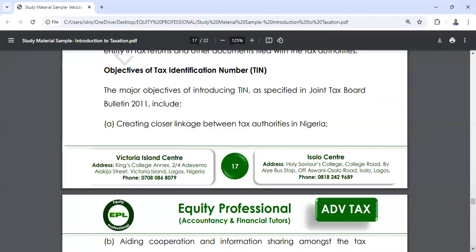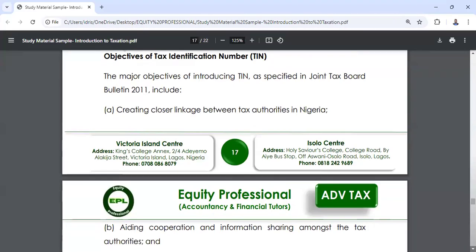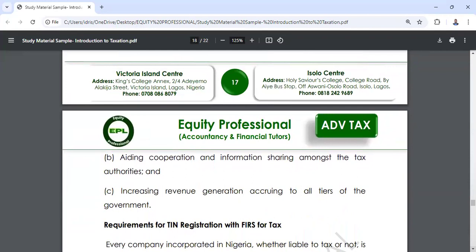Objective of tax identification number. Why does the tax authority give tax identification number? To create a closer linkage between tax authorities in Nigeria. Another one, to aid cooperation and information sharing among tax authorities. Objective of TIN, to increase revenue generation to all tiers of government.